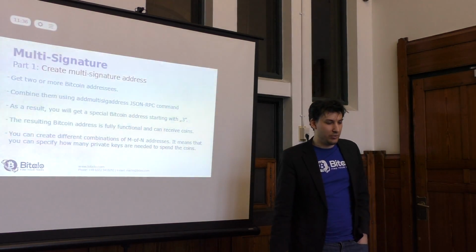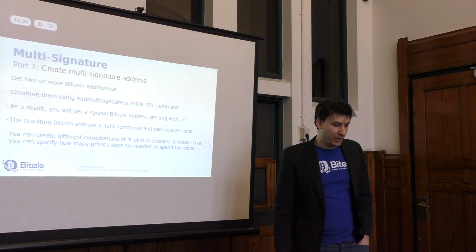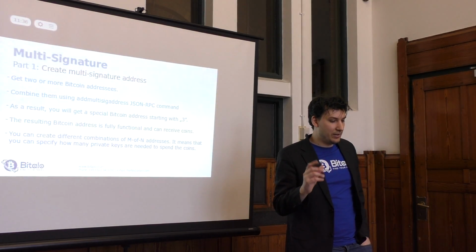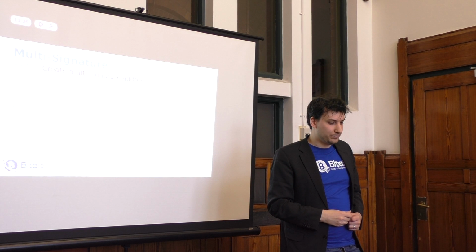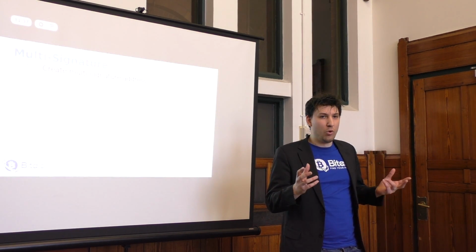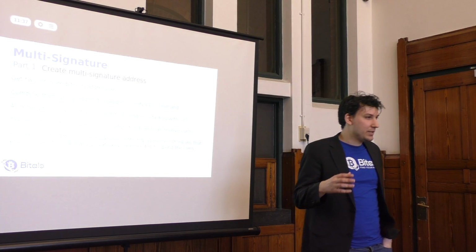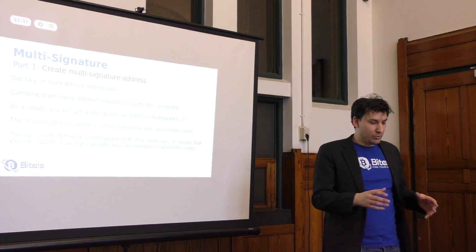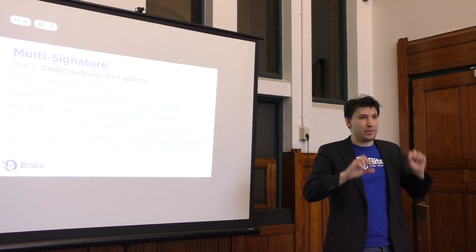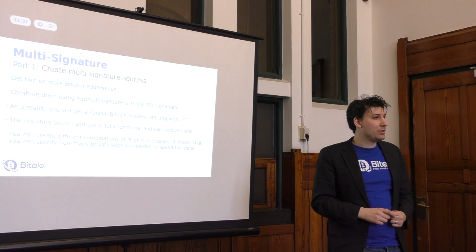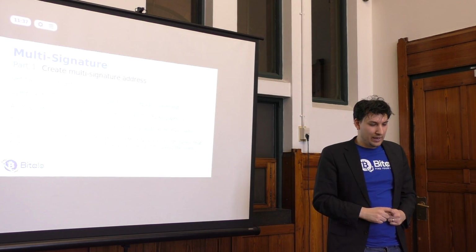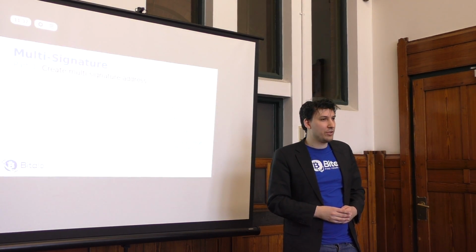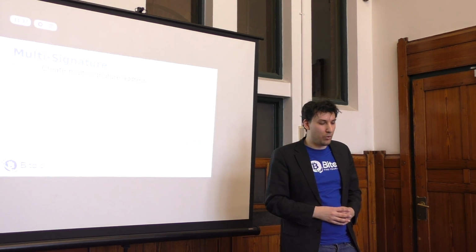This can be changed with multi-signature addresses. And this works like this. You can create a multi-signature address very simply, because it's already part of the basic protocol. So you get basically two or even more Bitcoin addresses, and these will be combined using this basic JSON command. And as a result, you will get a special Bitcoin address starting with a 3. So it's basically a pay-to-script address, so to say. And the resulting Bitcoin address is fully functional like any other Bitcoin address. The only difference is really that it starts with a 3 instead of a 1.